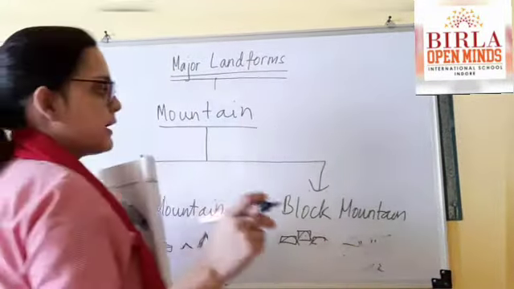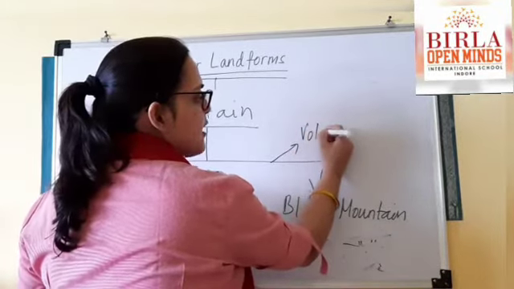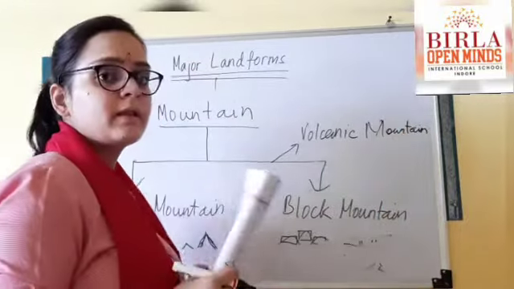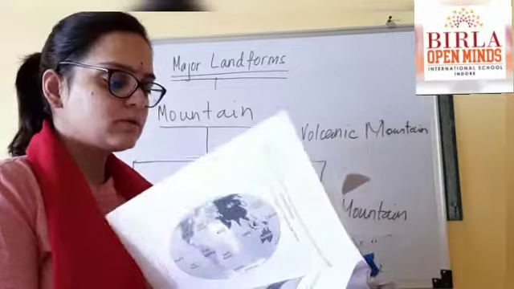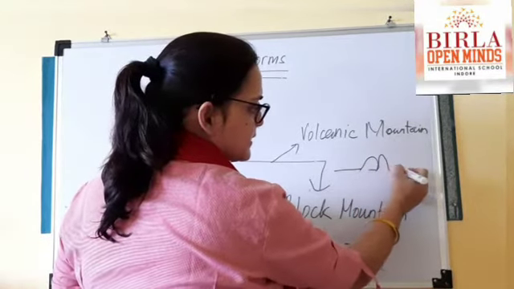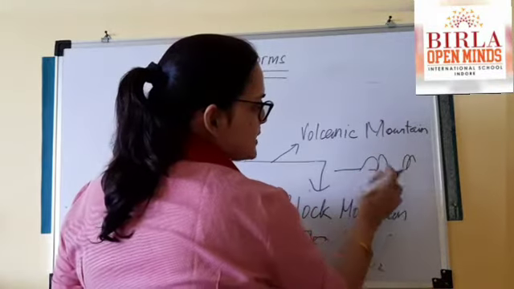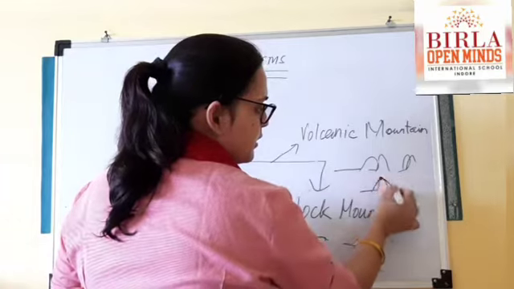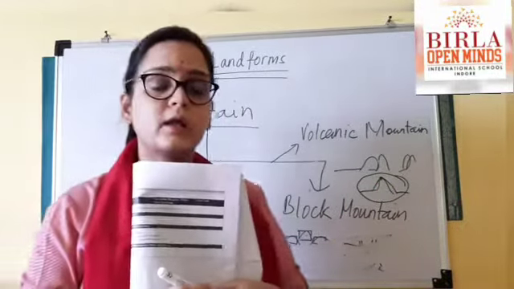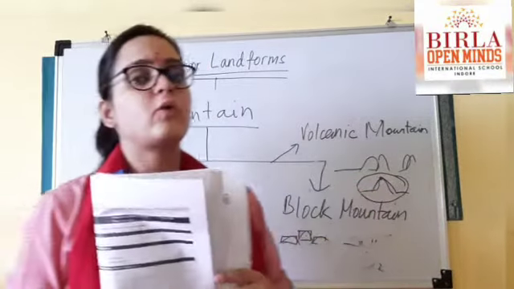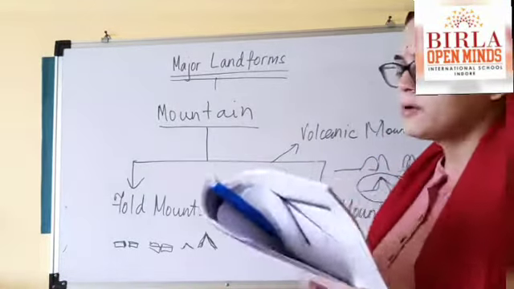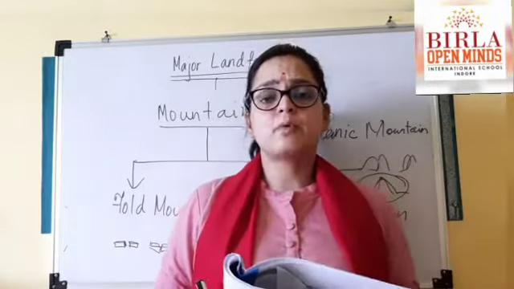Now there is one more type of mountain that we have talked about, and that type of mountain is the volcanic mountain. What is a volcanic mountain? A volcanic mountain is formed when a volcano erupts. Suppose a volcano is erupting, like this, like this, like this. Gradually this volcano makes a peak like this. So now this landform is created. What sort of landform is this? A volcanic mountain. This is what a volcanic mountain is all about.